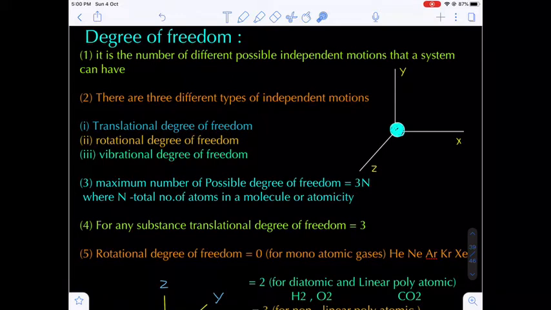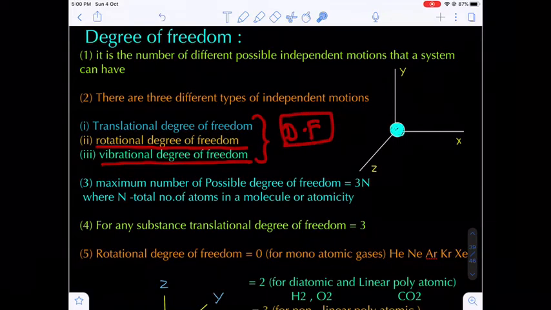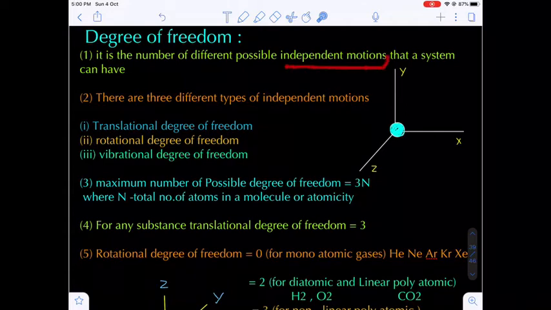What are those? Number 1, translational degree of freedom. Next, rotational degree of freedom. Next, vibrational degree of freedom. Are you getting my point? All these three put together are the degree of freedom. Once again, what is the degree of freedom? That means how many different possible ways a system can have its orientation in space. That means how many different types of independent motions a system can have in space.